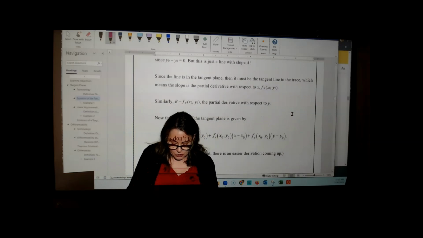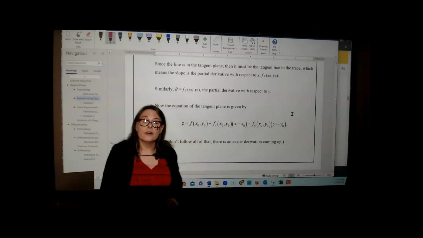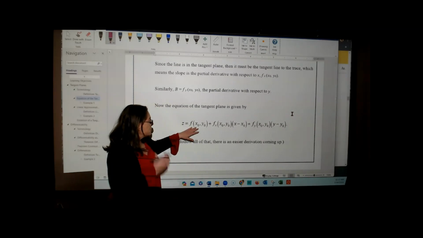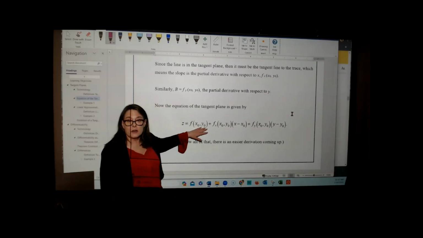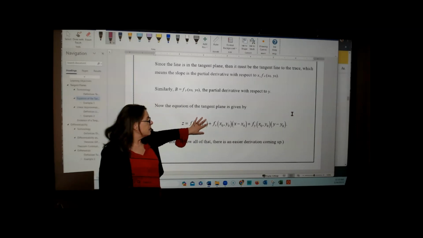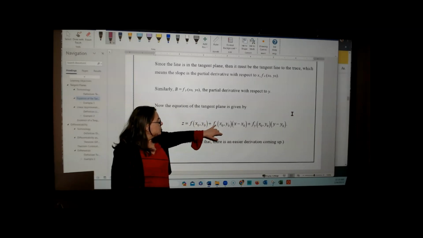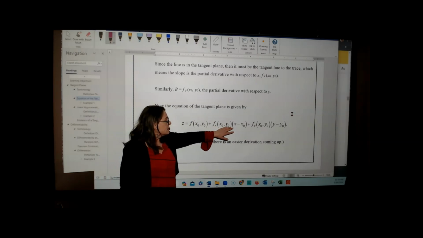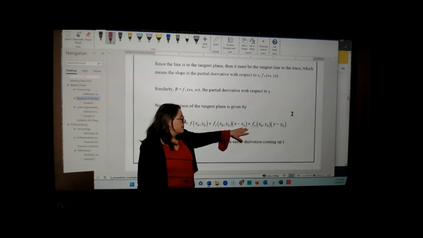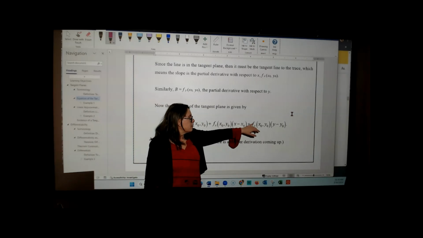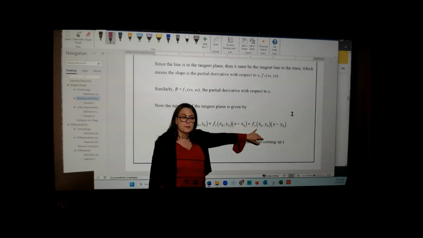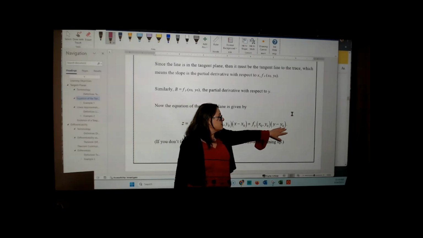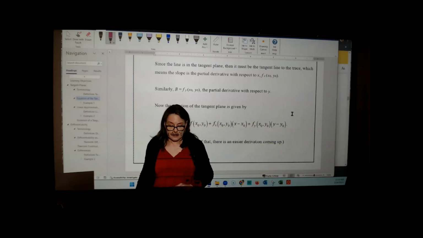This gives us a new equation for the tangent plane at that point: z equal to the function value at x naught, y naught, which is just z naught, plus the first partial with respect to x evaluated at that point in the plane, multiplied by x minus x naught, plus the first partial with respect to y at that point from the domain, times y minus y naught.